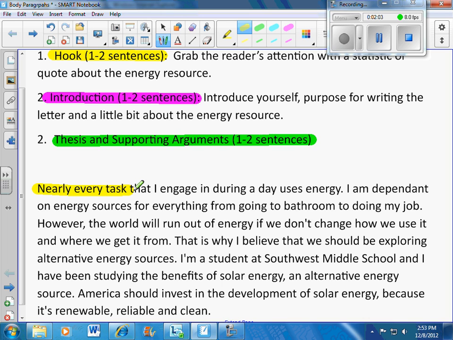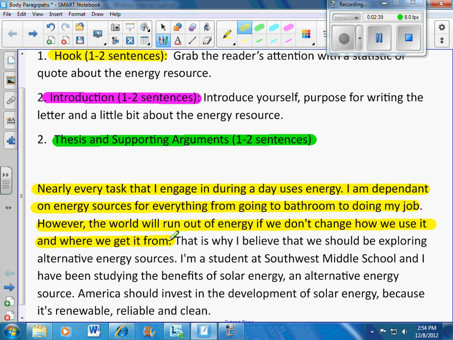Nearly every task that I engage in during a day uses energy. I'm dependent on energy sources for everything from going to the bathroom to doing my job. However, the world will run out of energy if we don't change how we use it and where we get it from. Okay, this hook really is going to grab the reader's attention. He has to, or she has to, now understand that we have a problem that we're facing. We will run out of energy if we don't change how we use it and where we get it from.